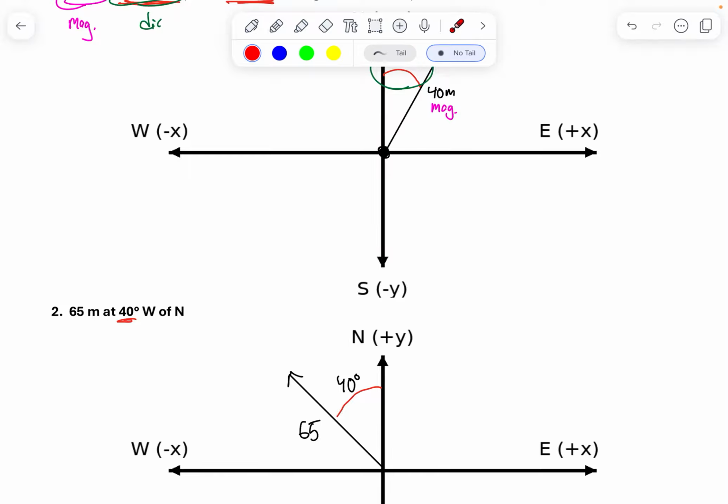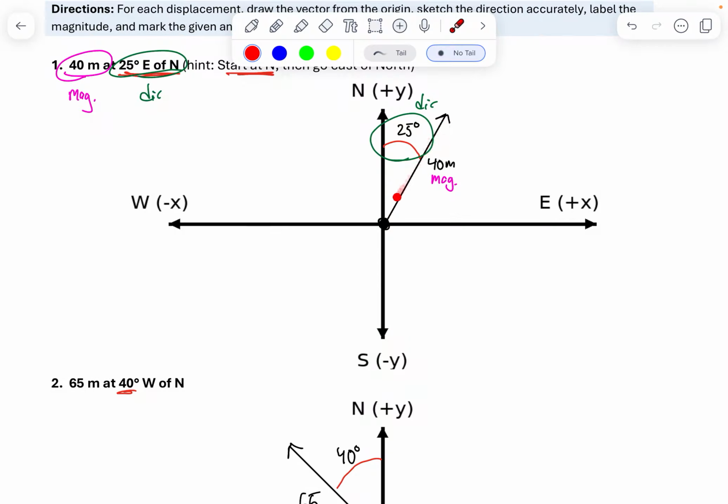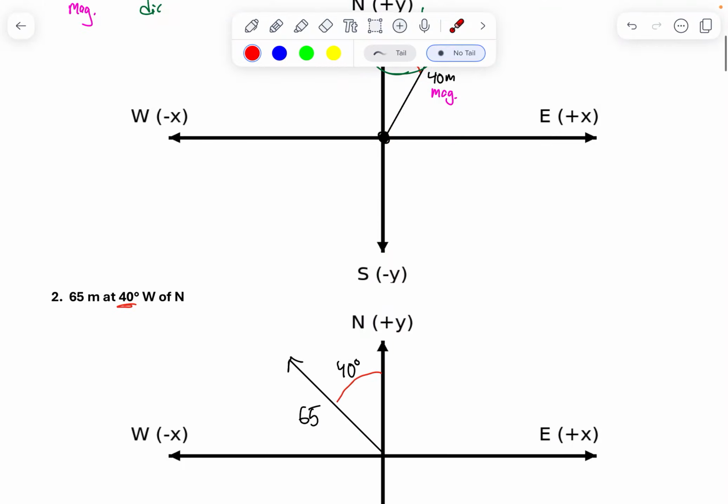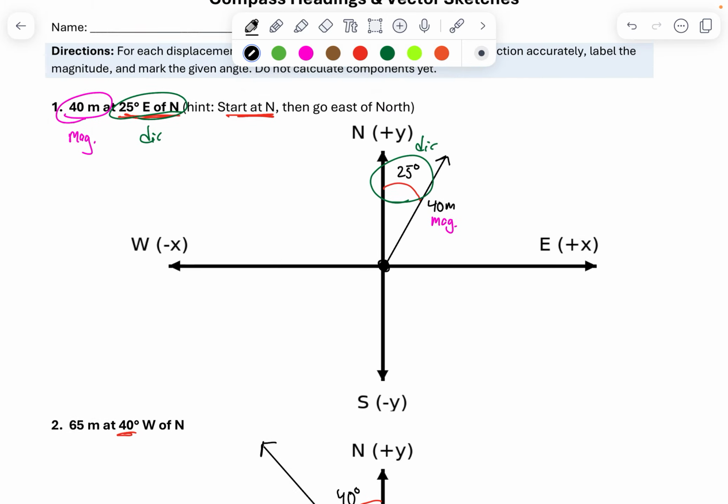One thing I want you to think about is, if this is 40 long and this is 65 meters long, this should probably be longer. So I'll make sure it's really clear that this is a little bit longer. Again, it's not the most important that it's perfect, but that's the idea.